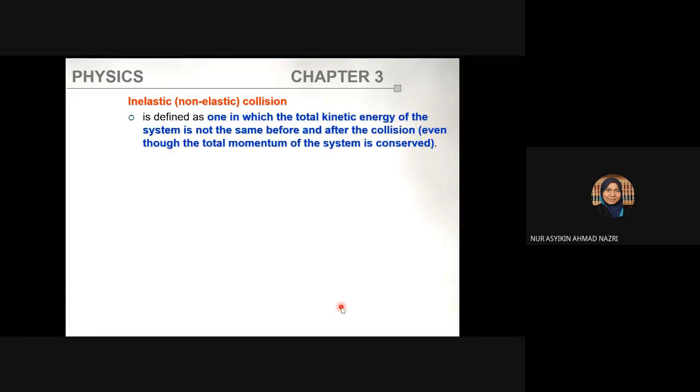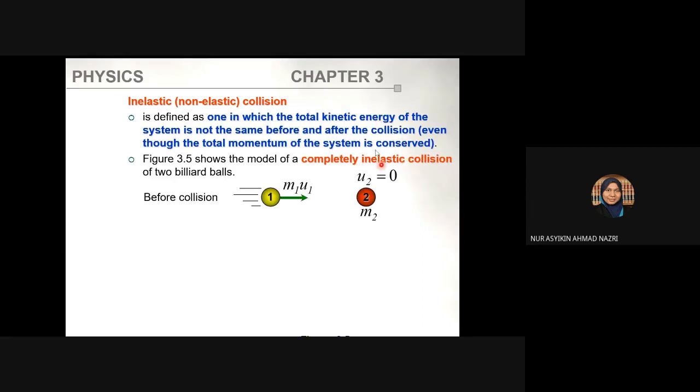What happened in inelastic collision? Okay, so in inelastic collision, one in which the total kinetic energy of the system is not the same before and after the collision. So means that the only equation that can be used is only the conservation of momentum. Okay, so tak boleh guna conservation of kinetic energy for case inelastic collision. Kalau guna pun awak akan rasa benda tu tak logik. Why?